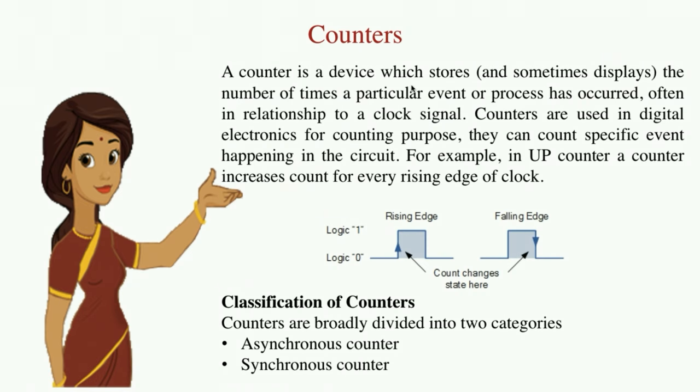A counter is a device which stores and sometimes even displays the number of times a particular event or process has occurred. Often, there is a clock pulse associated to this counting. Counters are used in digital electronics for the purpose of counting. They can count specific events that are happening inside the circuit. So, for example, in an up counter, the counter increases for every rising edge of the clock. And counters are often classified into two types, asynchronous counters and synchronous counters.